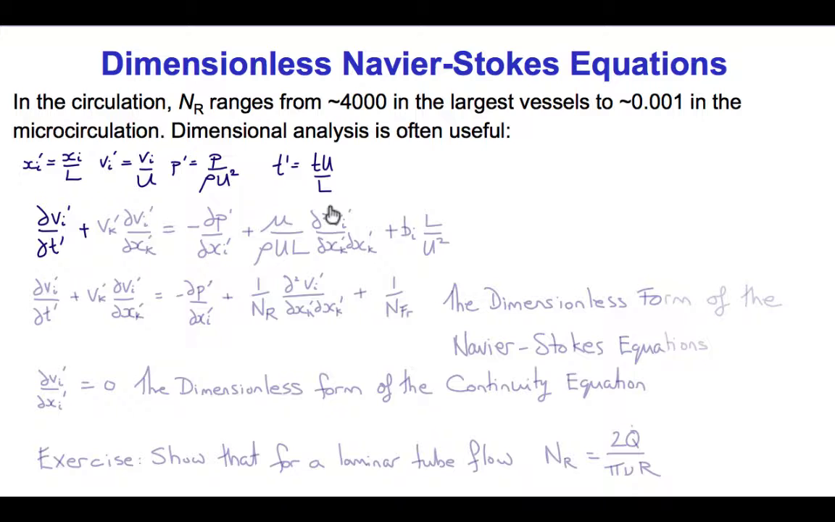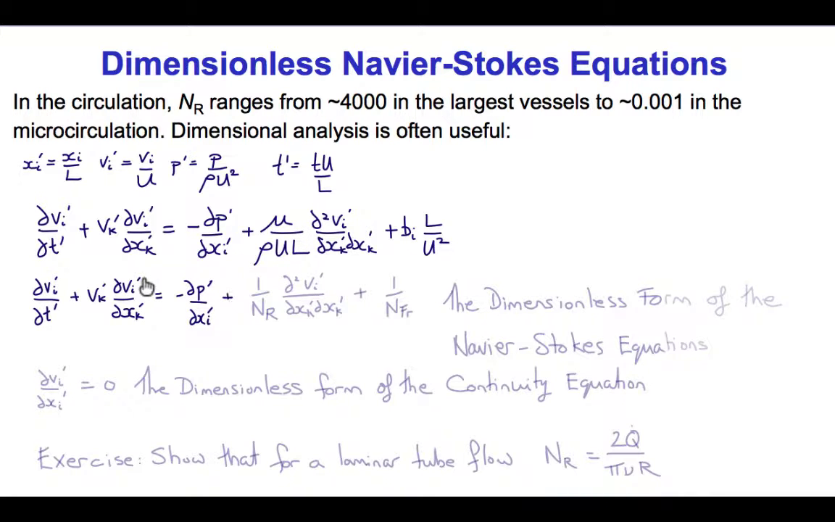Rewriting then the Navier-Stokes equations in these dimensionless variables, we can get ∂v_i'/∂t' + v_k' ∂v_i'/∂x_k' = -∂p'/∂x_i' + (μ/ρUL) ∂²v_i'/∂x_k'∂x_k' + (b_i L/U²). Here we've collected all the constants together in these two terms, and you'll see that this constant here is in fact just the inverse of the Reynolds number, which is ρUL over μ.